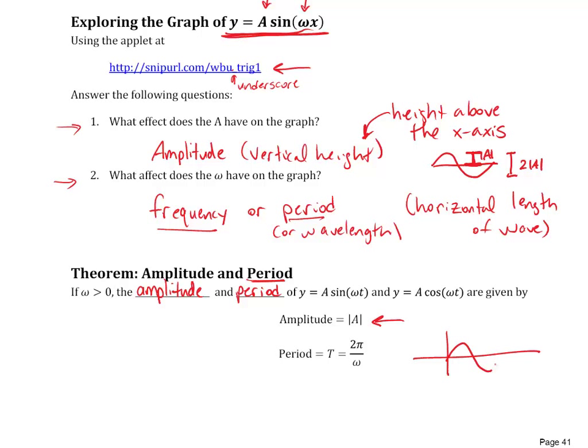is how long does it take for the wave to repeat itself. I'm going to call that T, and you can always find that by taking 2 pi, which is the value whenever omega is 1, right? If you plugged in a 1 here, you'd get just 2 pi. That's the period for the natural sine wave, for the basic sine wave. If omega is higher, then you divide by whatever omega is, and you'll get a new period, which is the length of the wave.